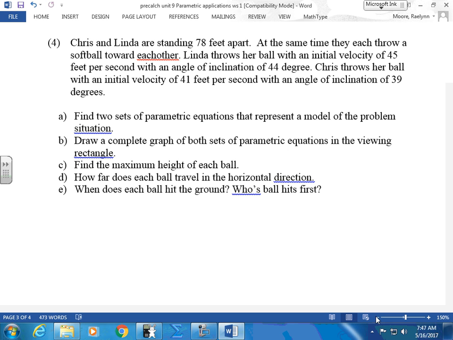Now, you have 2 sets of parametric equations that represent this model. See if you can come up with your 2 sets. We need their balls to be opposite ways, right? We need one to throw this way, one to throw that way. See if you can come up with your equations.